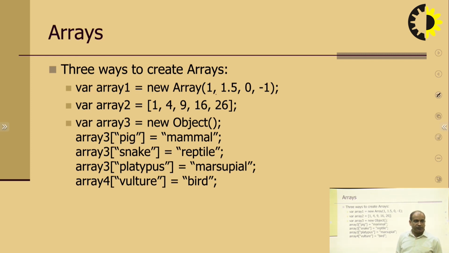For the third way, we define array 3 as new Object. Once that object is defined, for array 3 we define values. As I told you earlier, objects are key-value pairs. So we have to define a key and its value, key and its value, key and its value. That is the third way to define an array. That is the first way, that is my second way, and that is my third way to define an array.